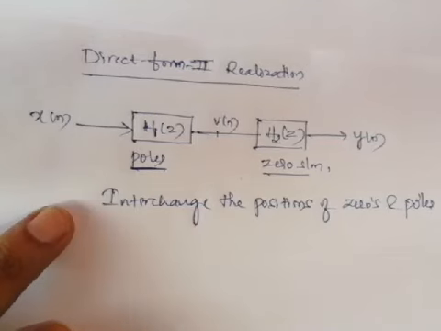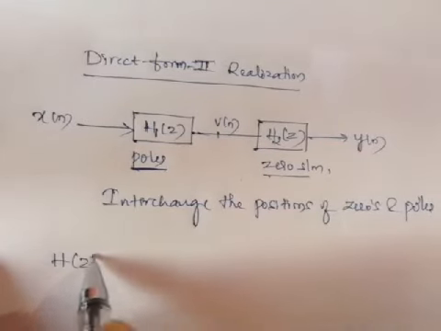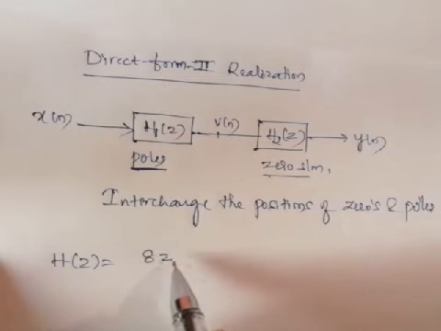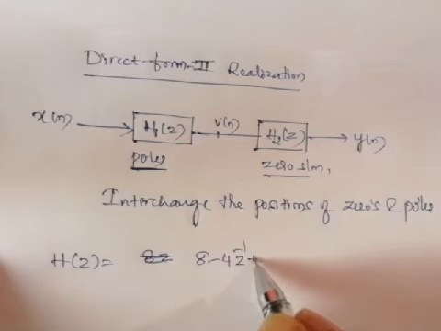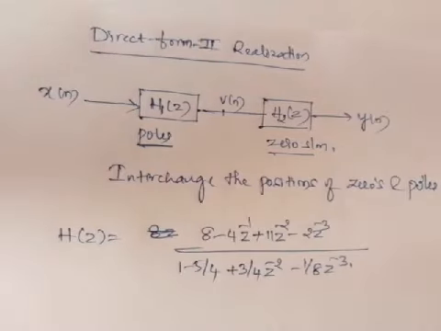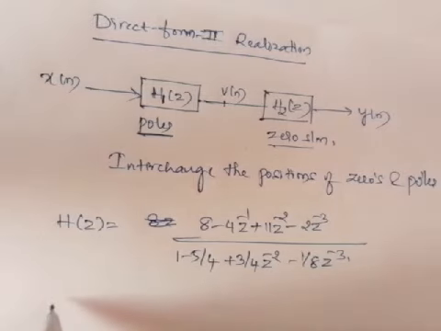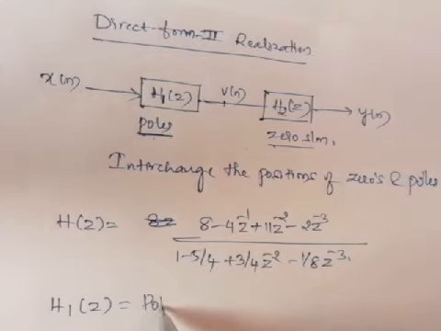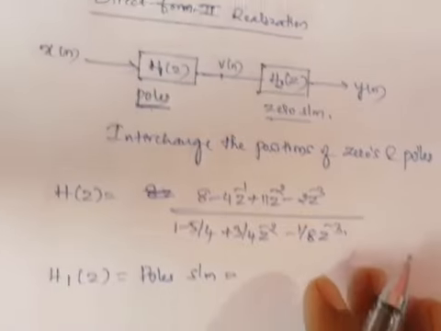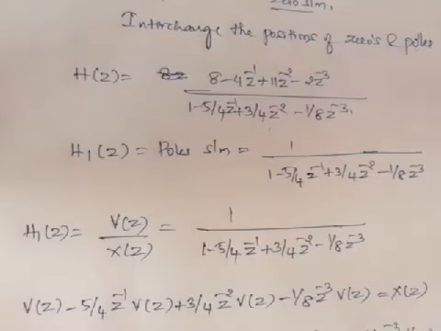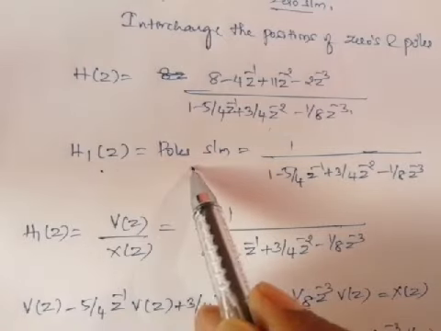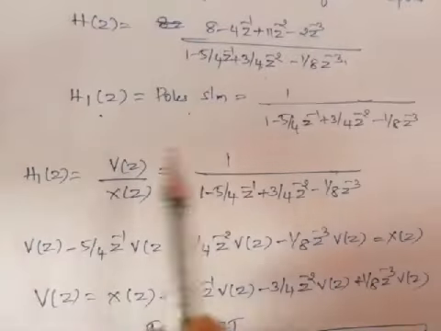And what will be the system function? That is h of z. First I will write it in terms of negative powers of z, 8 minus 4z to the power minus 1 plus 11. It is the given system function. If h1 of z is representing pole system, as we know denominator term indicates poles, that is 1 divided by 1 minus. So h1 of z indicating pole system means the denominator term, that is equal to 1 divided by this much.